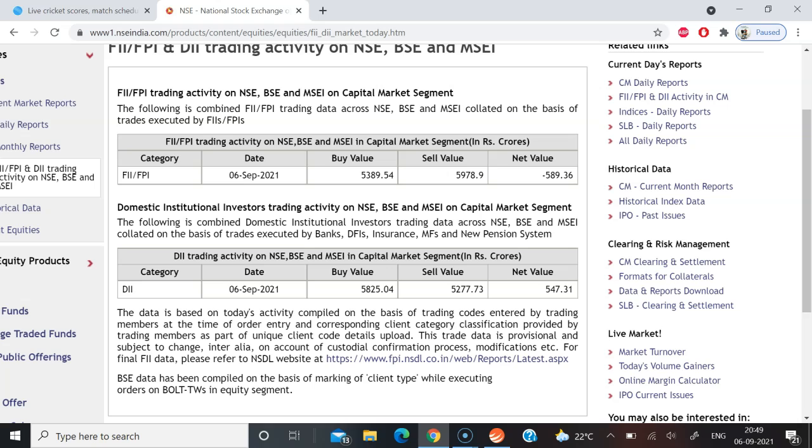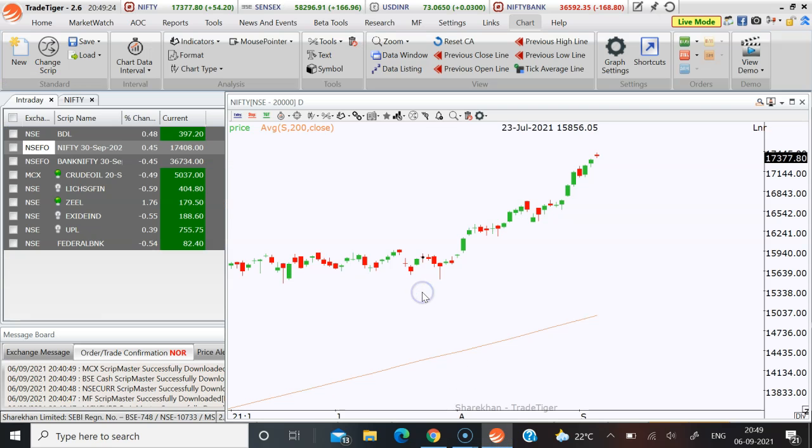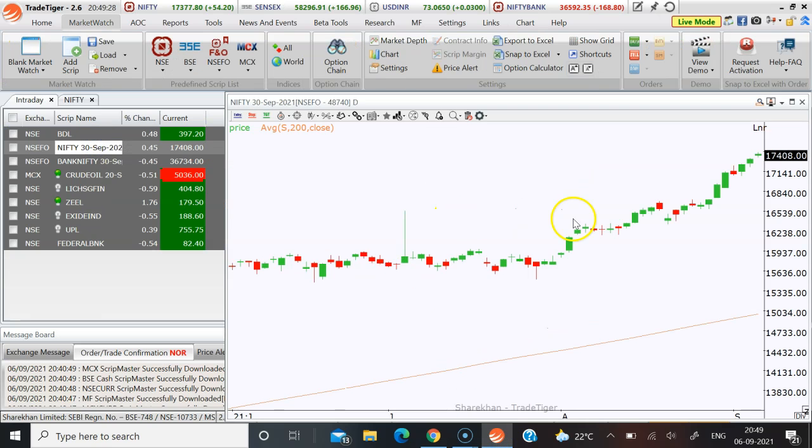Now FIIs started selling today, and today is Monday. We have another 3 days left in this week because Friday will be a holiday. So we'll see the next 3 days, and weekly options expiry is on Thursday. Let's get into the chart here and see what we can find out.